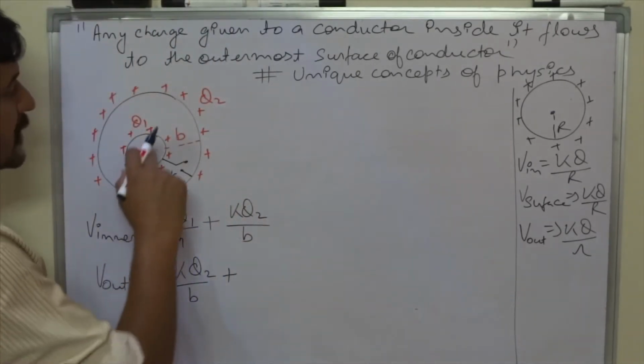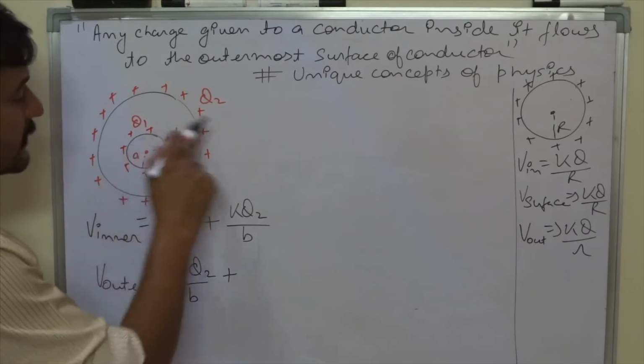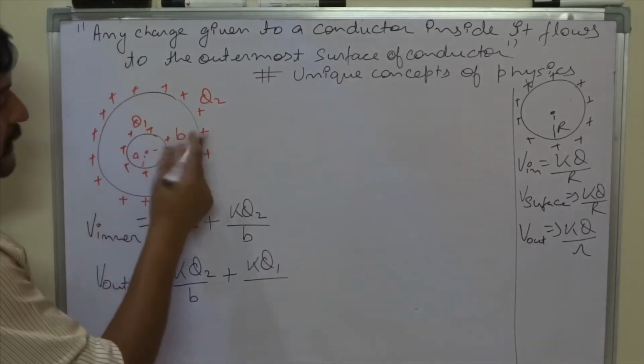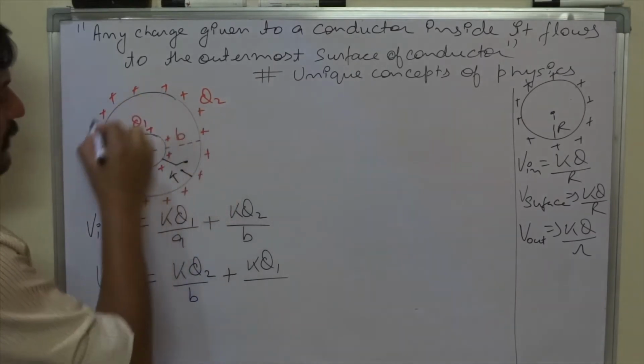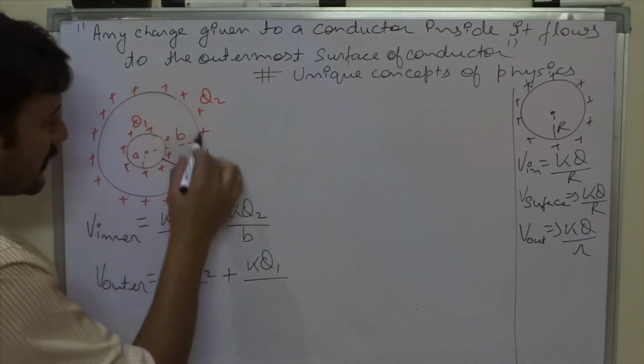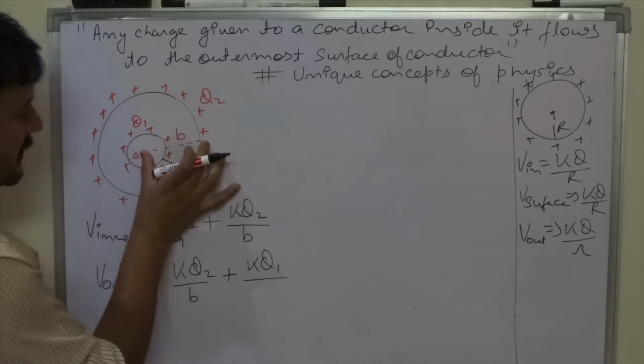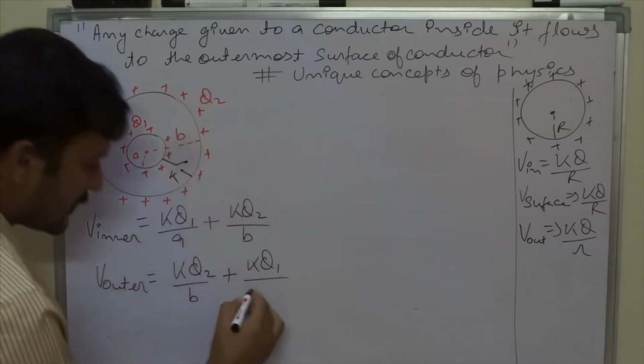So the potential of the outer sphere due to the inner sphere would be K Q1 by the distance of that point, which is lying on the surface of the outer sphere, from the center of the inner sphere. This distance is B. So we will take B.